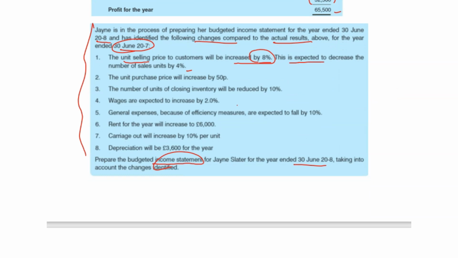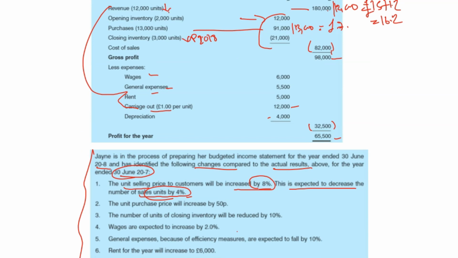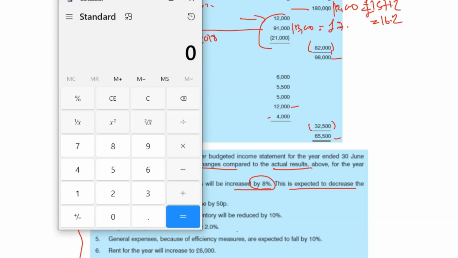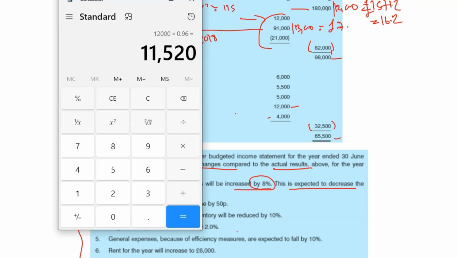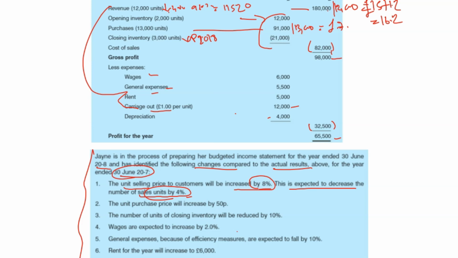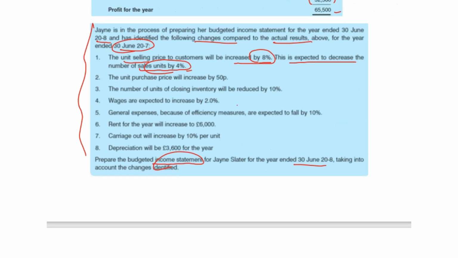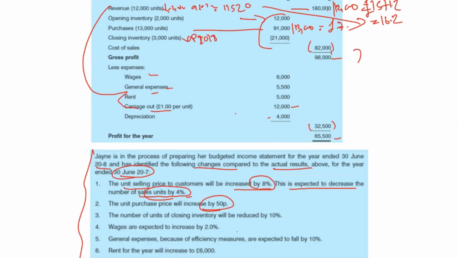This is expected to decrease the number of units by 4%. How many units are there? 12,000. It goes down by 4%, so 96% available. Either way you do, you get the same answer. 12,000 times 0.96 is 11,520. So that many units you're going to sell next year at the rate of 16.2. Well, good. Unit purchase price will go up by 50 pence. How much is it now? 7. So it's going to be 7.5.